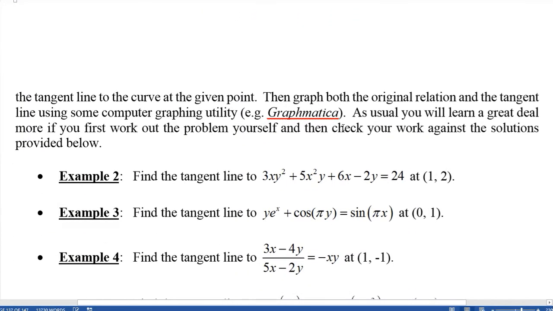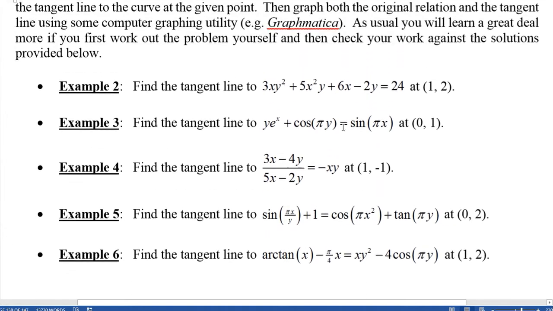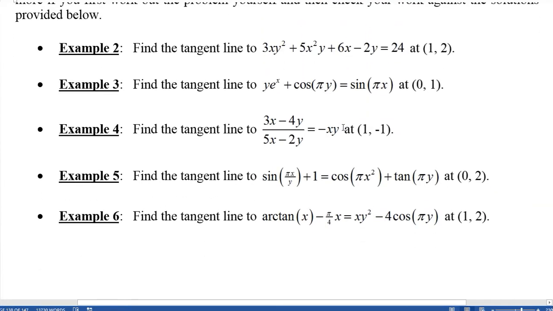Okay, so here's what I'd like you to do here. I've got 5 more examples, and I've given you a formula for a relation, and I'm giving you a point. So what I'd like you to do is use implicit differentiation to get a general formula for dy over dx. Then verify that the point that I give you is actually on the original graph. Next, find the slope of the curve, or the slope of the tangent line, at that particular point. And then finally, find the equation of the tangent line at that point.